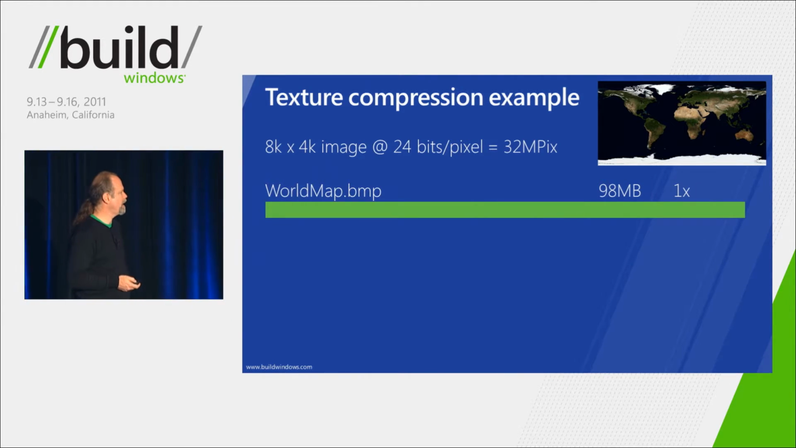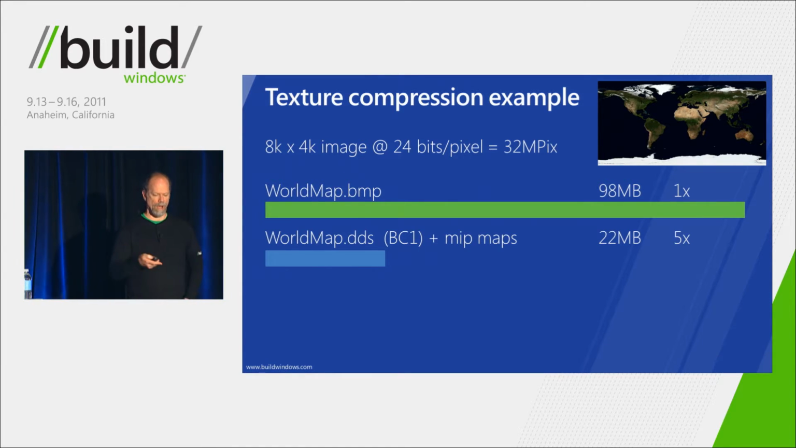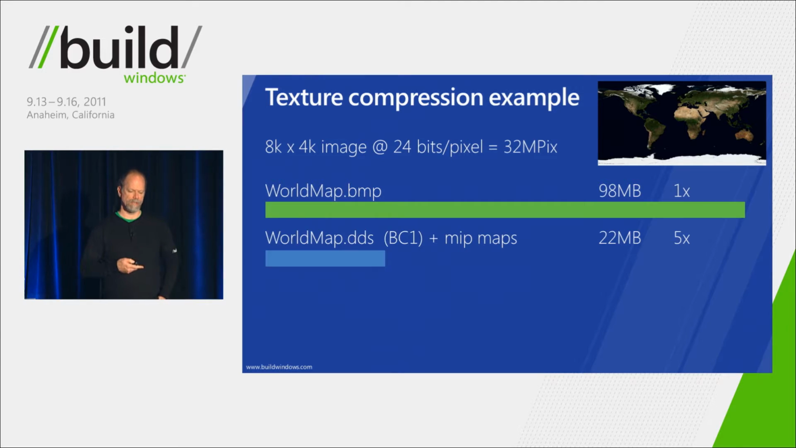So it's an 8K by 4K image, and I think that boils down to 32 megapixels. And at 24 bits per pixel, 3 bytes per pixel, it boils down to about 98 megabytes of data for just an uncompressed BMP file. So I'm going to say that's the 1x. When I turn it on with BC1 or DXT1 compression scheme, which is what this app actually uses, even though I've generated those MIP maps, which add 33% of memory, because I'm getting a 6x compression ratio out of the BC1 compressor, I still end up with about a 5x memory advantage over what I started with.